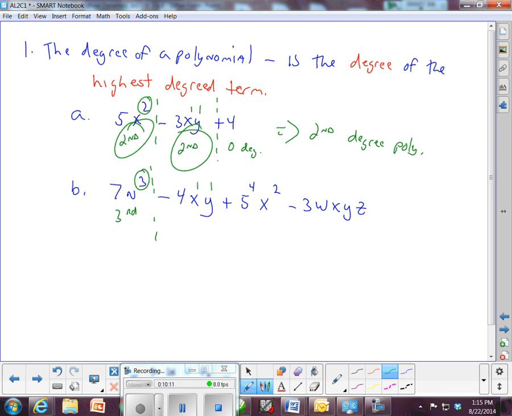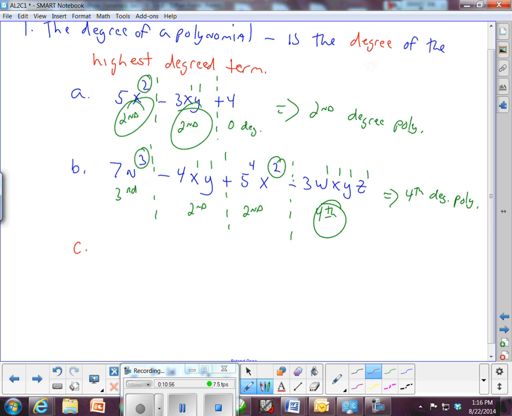The second term is second degree because 1 plus 1 is 2. What about that third term? Be careful here. The third term is second degree. It is not sixth degree. We do not consider exponents of numbers, only the exponents of the variables. And then what is the fourth term here? 1, 2, 3, 4. Oh, this is fourth degree. So what is the degree of the polynomial? This is a fourth degree polynomial. All right, that's figuring out the degree of the polynomial.